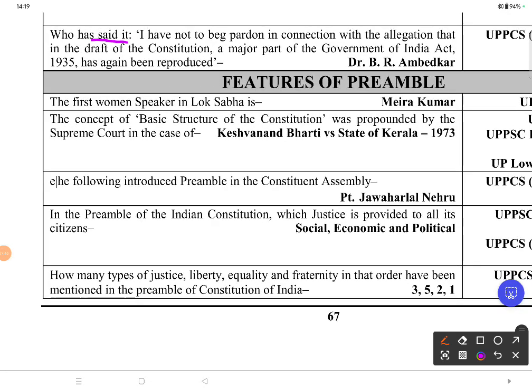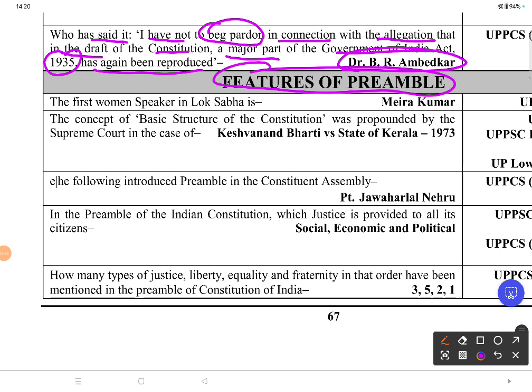Who has said it? I have not to beg pardon in connection with the allegation that in the draft of Constitution, a major part of the Government of India Act 1935 has again been reproduced. Dr. B.R. Ambedkar. Move on to the next chapter, that is features of preamble.